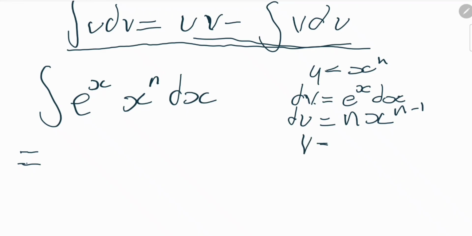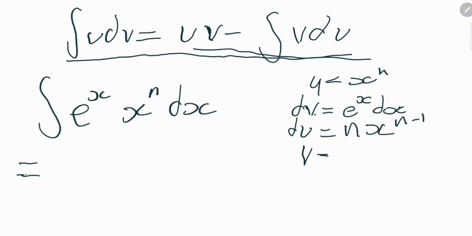V. To do this, we just need to take the integral of e to the x dx. v is just equal to e to the x, because the integral of e to the x dx is just e to the x. Okay, so doing this, we can use this part now.